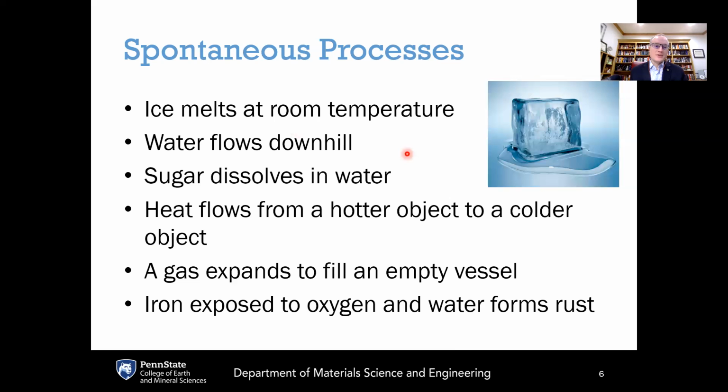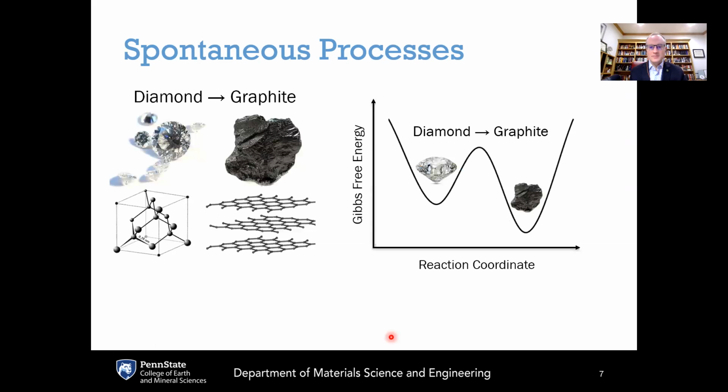Other examples include water flowing downhill, sugar dissolving in water, heat flowing from a hotter object to a colder object, a gas expanding to fill an empty vessel, and iron exposed to oxygen and water forming rust. All of these are spontaneous processes. They will happen on their own without any work being done on the system, and they happen on their own because they lead to a lower Gibbs free energy.